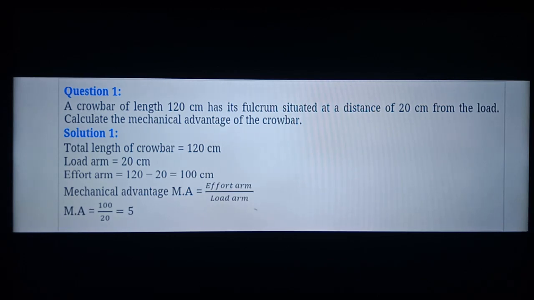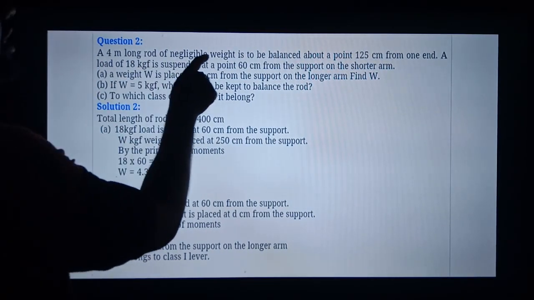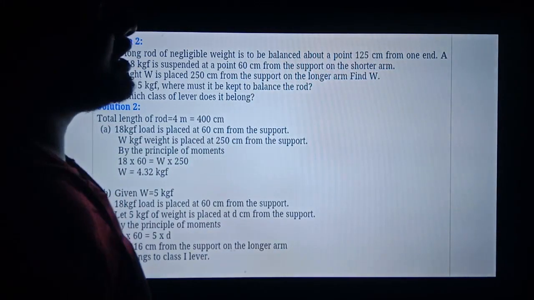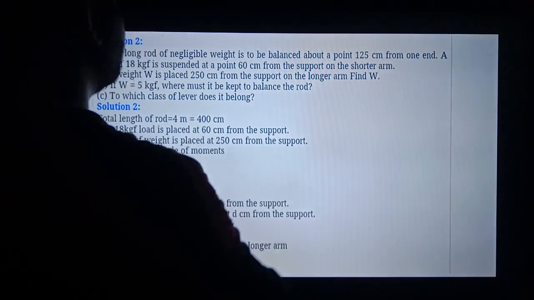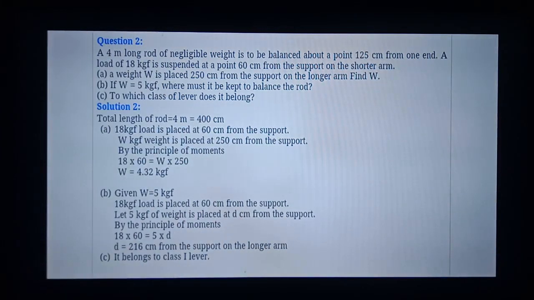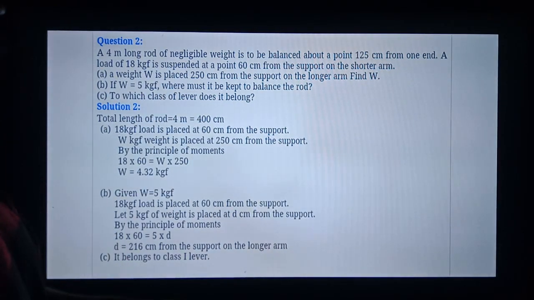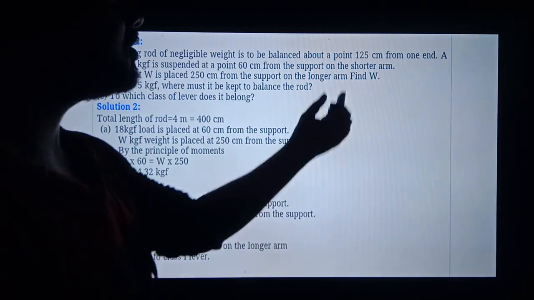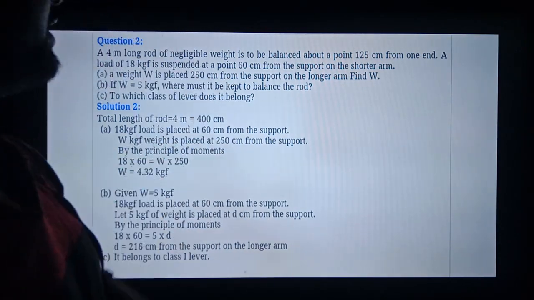Let's see the second question. A 4-meter long rod of negligible weight is to be balanced about a point 125 centimeter from one end. It is the position of the fulcrum. A load of 18 kgf, that is load L, is suspended at a point 60 centimeter from the support on the short arm. Means from the fulcrum, at a distance of 60 centimeter, the load is suspended.